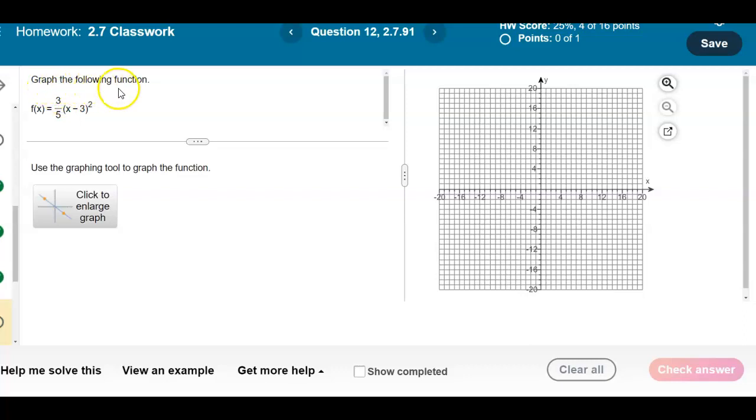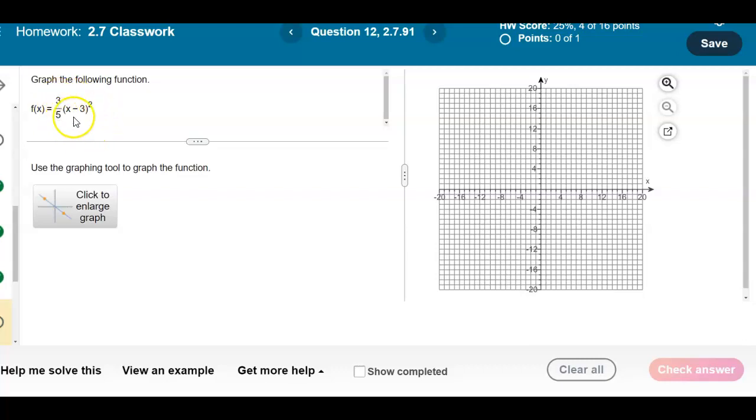Okay, here we want to graph the following function. We have f of x, which is equal to 3/5 times (x minus 3) squared. So when you look at this function, what's happening is you're first subtracting 3 from x, then you're squaring it, and then you're multiplying it by 3/5.